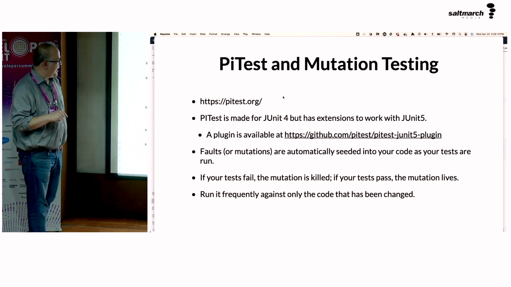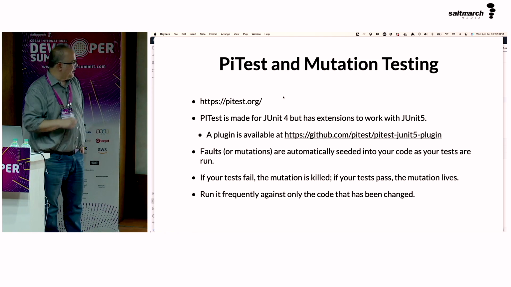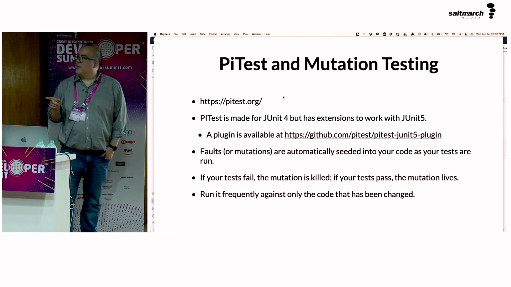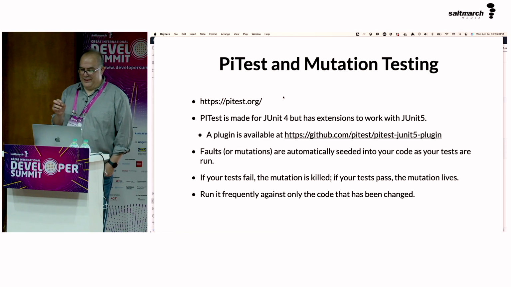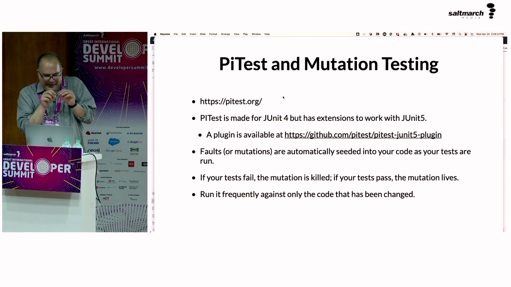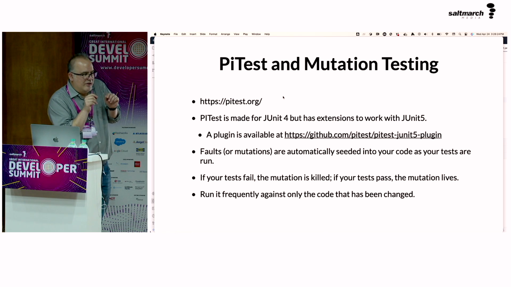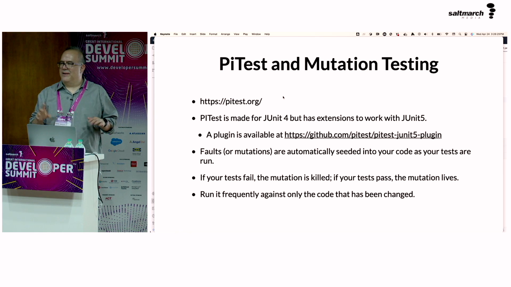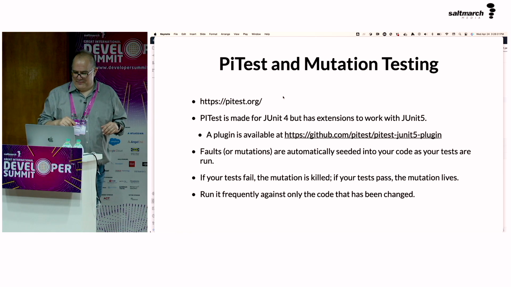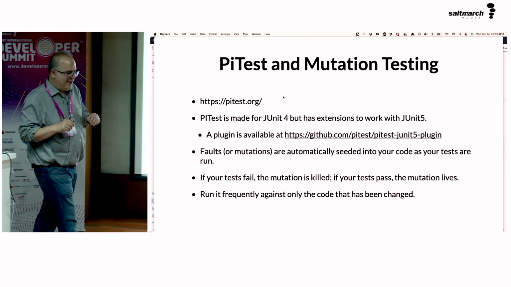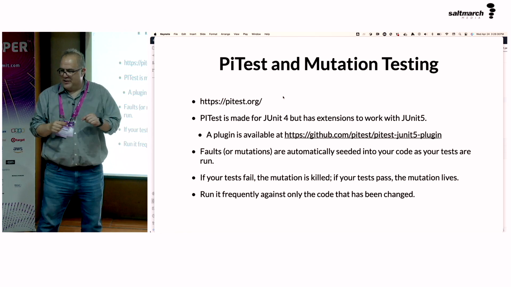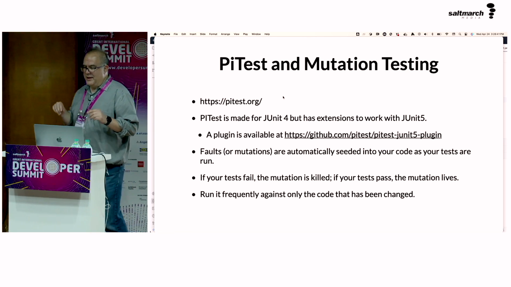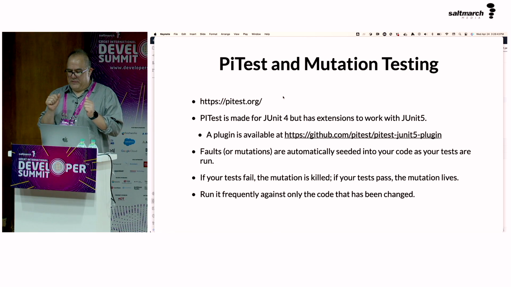You go to PITest.org. There's a plugin available, the PITest JUnit 5 plugin. What this is going to do is go into your code, and it's going to take that less than and change it to a greater than, right? It's like an evil little creature that goes into your code and makes a change. It's going to change all the negatives into positives, right? That's what a mutation is. And when it changes that, your test should catch it.